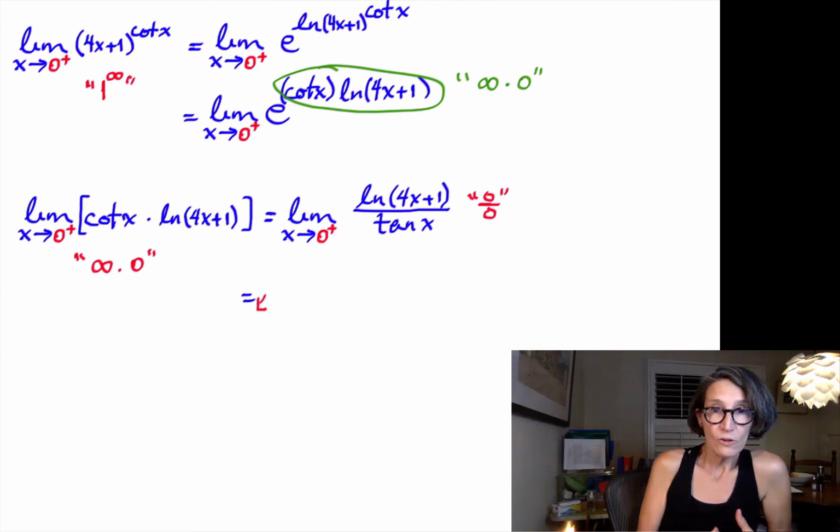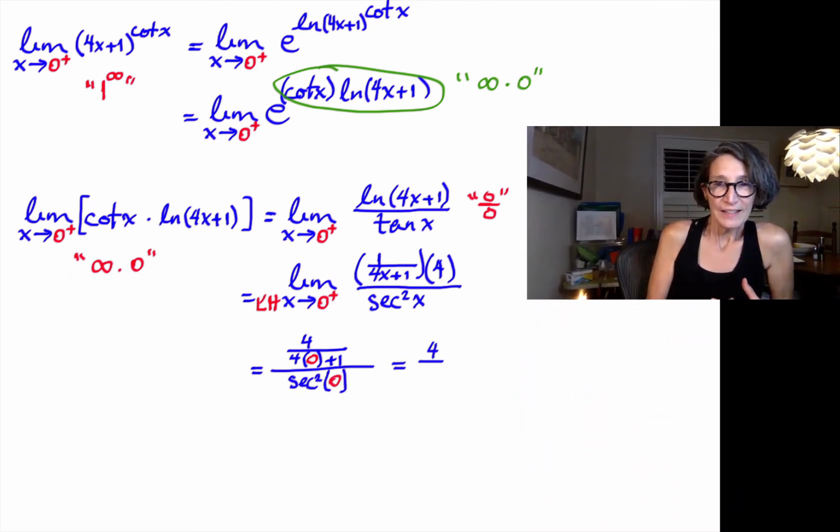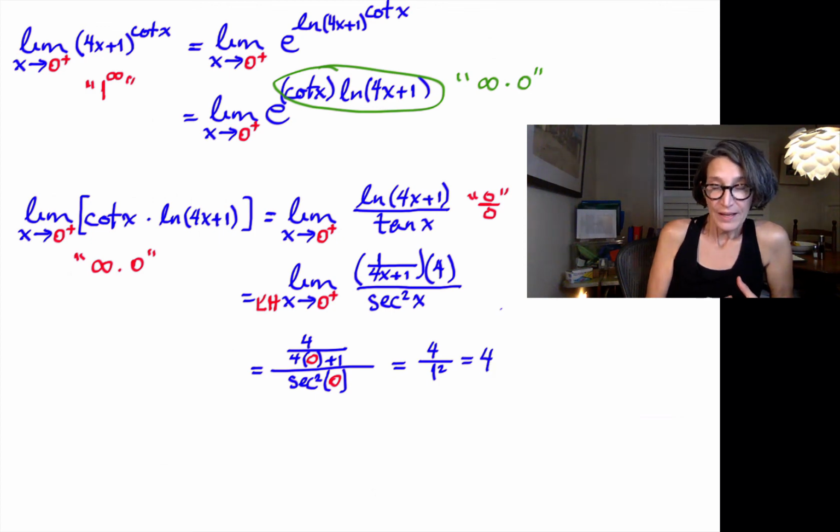And now I can apply L'Hospital's Rule, and that limit is the same as the limit as x approaches 0 from the right of the derivative of natural log of 4x plus 1 over the derivative of tangent of x. And so now I can just plug in 0, and we get 4 over 1 squared, or just 4. And now remember, we're not finished. We found the limit of just the exponent. Now we have to raise e to that number.